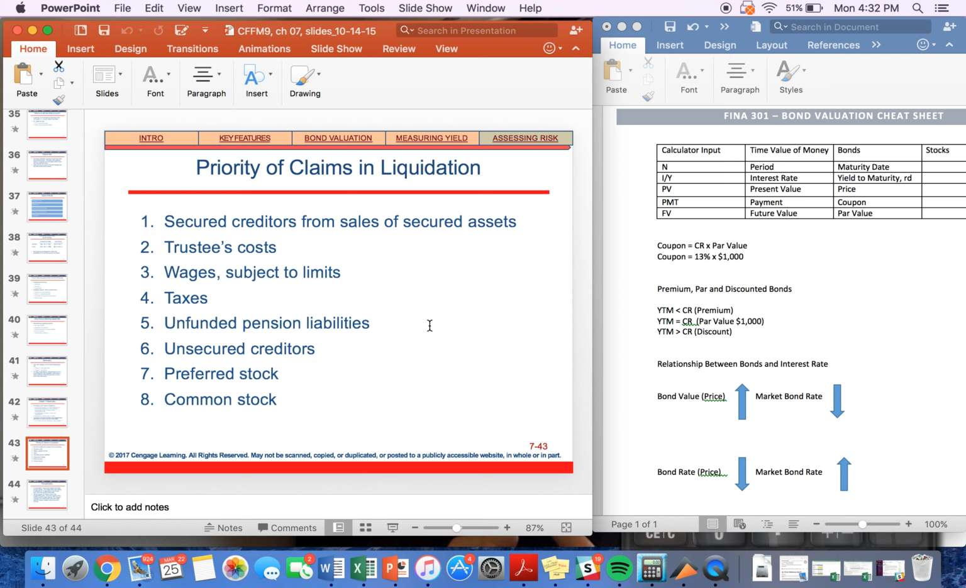This is a nice priority of claims chart that shows you who gets paid first in a Chapter 7. So the first people that get paid is anybody who's a secured creditor, and a secured creditor is oftentimes the big banks. So think about the person that financed your big warehouse as a company, anybody who has equipment, anything that can be sold for liquidation for money, they're paid first, right? Because they secured that collateral. The next people paid is the bankruptcy court. So that's number 2, that's the trustee costs.